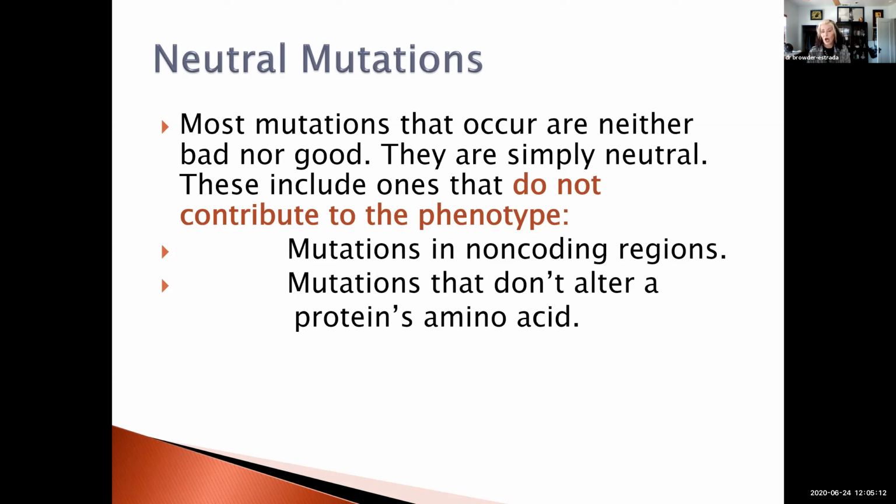So mutations in non-coding regions, or if they don't change the amino acid sequence. If you remember from last time, when you look in chapter 3 at the amino acid table, some of those amino acids can be spelled 6 different ways. So if the base pair sequence makes a small change, but it still makes the same amino acid, then you're getting the same protein and everything stays the same. So that's what a neutral mutation would be like.